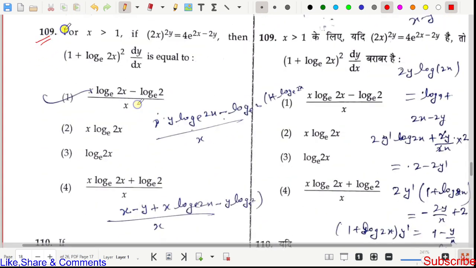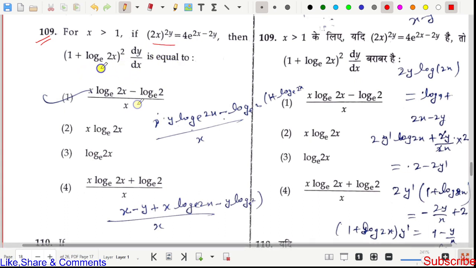Now next question 109. For x greater than 1, if (2x) to the power 2y equals 4 times e to the power 2x minus 2y, then (1 plus log_e 2x) whole squared times dy/dx is. So this relation is given, and we have to find this.